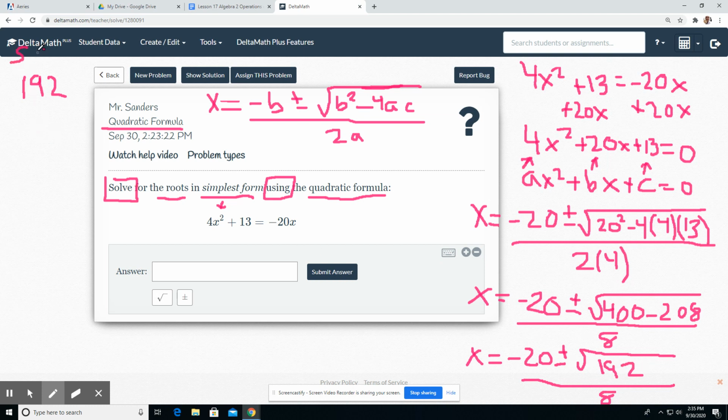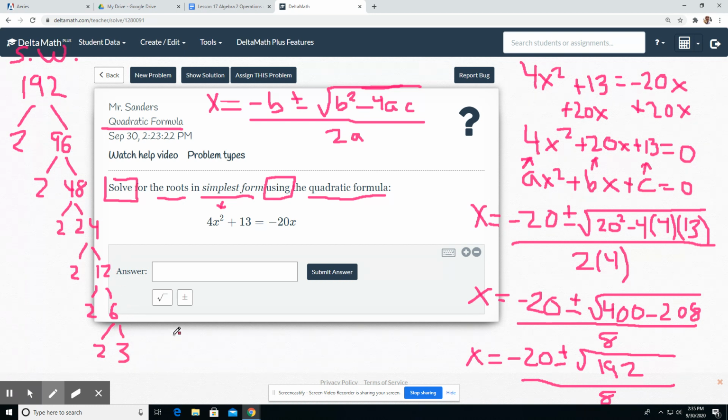So this is my side work. I'm trying to simplify the 192 under the square root sign, so I'm doing a prime factorization. That's 2 times 96. That's 2 times 48. That's 2 times 24. 2 times 12. 12 is 2 times 6. And 6 is 2 times 3.